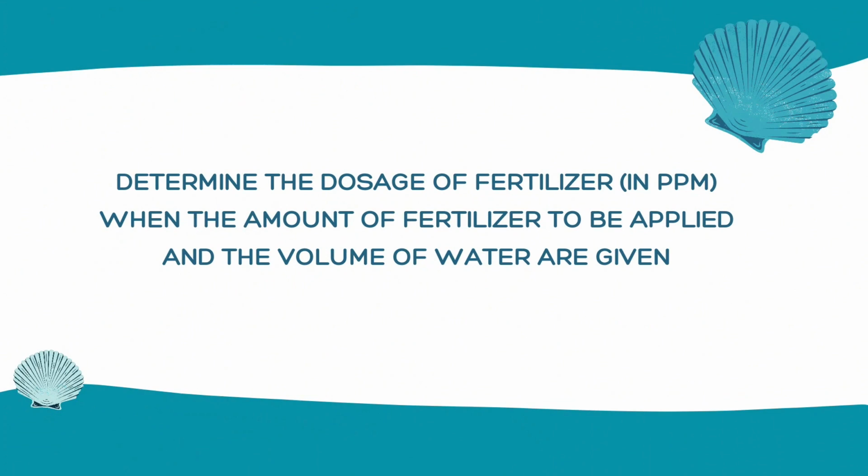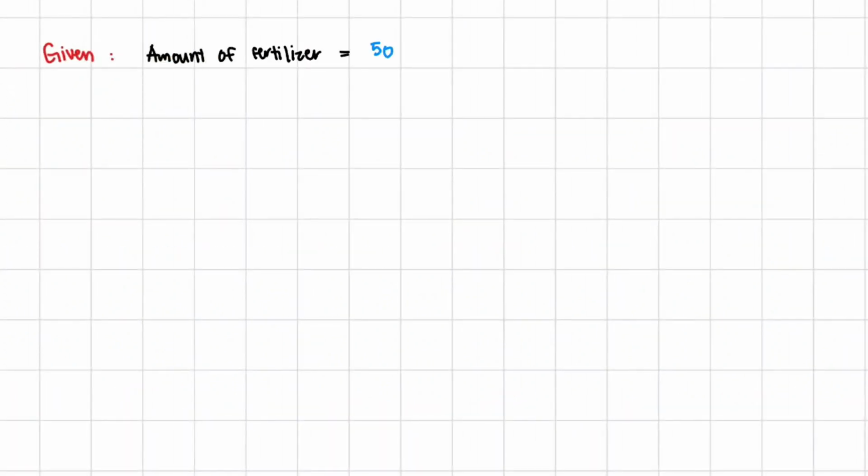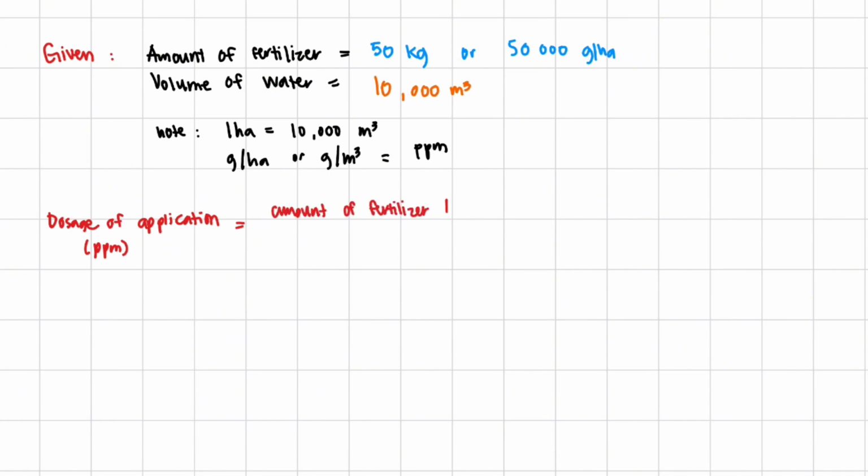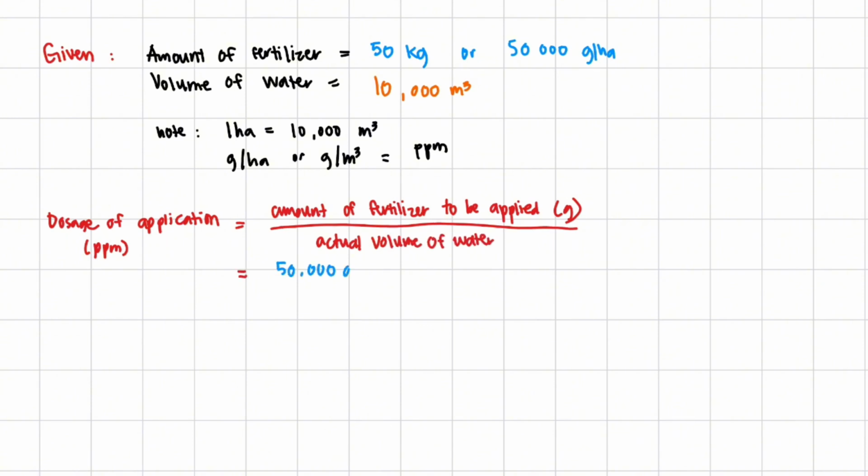Determination of the dosage of fertilizer in parts per million when the amount of fertilizer to be applied and the volume of water are given. So the formula is dosage of application in parts per million is equal to the amount of fertilizer to be applied in grams divided by the actual volume of water. As for the given, that is 50,000 grams divided by 10,000 cubic meters is equal to 5 grams per cubic meter or 5 parts per million.